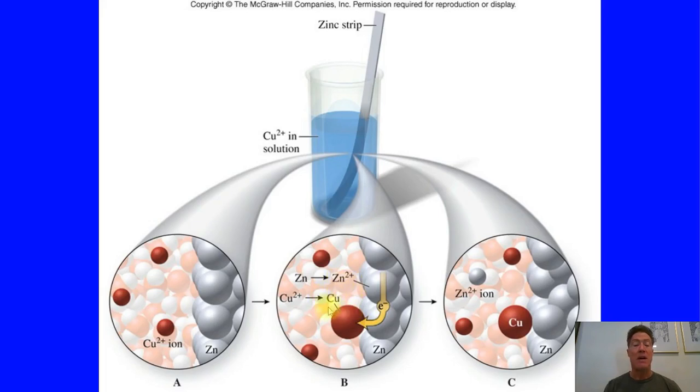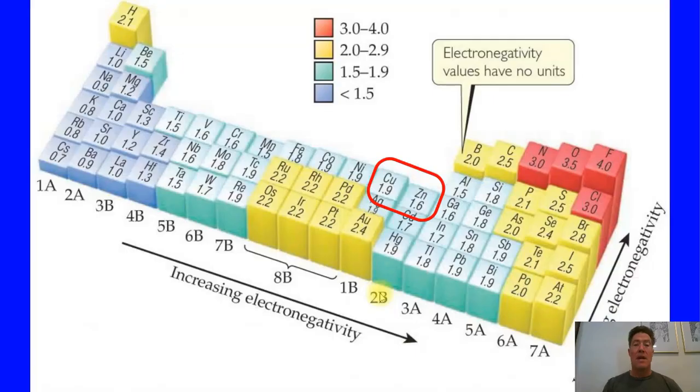As we're going to see, copper is gaining 2 electrons, so that is a reduction, and zinc is losing 2 electrons, that's oxidation. And this happens because if we look at electronegativity values, we can see that copper has a stronger electronegativity, a stronger pull on all the electrons around it than does zinc.